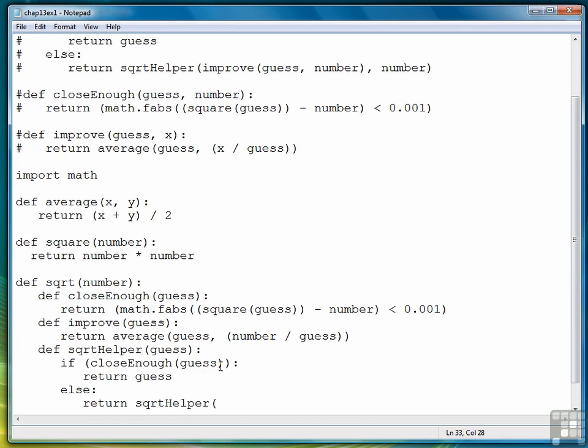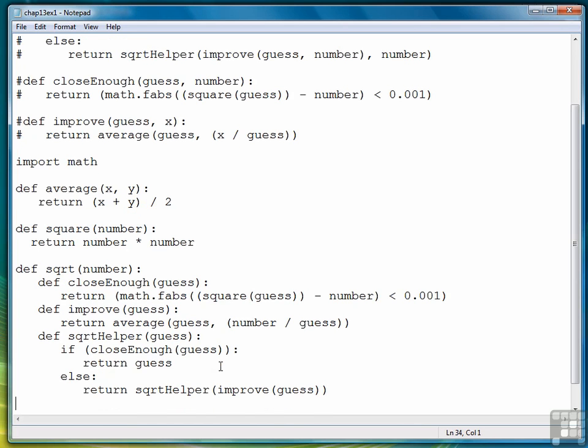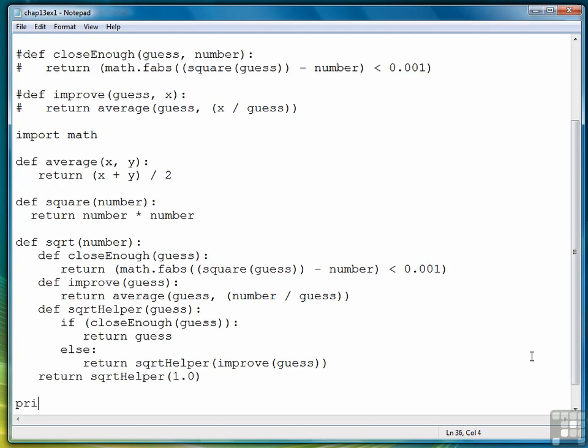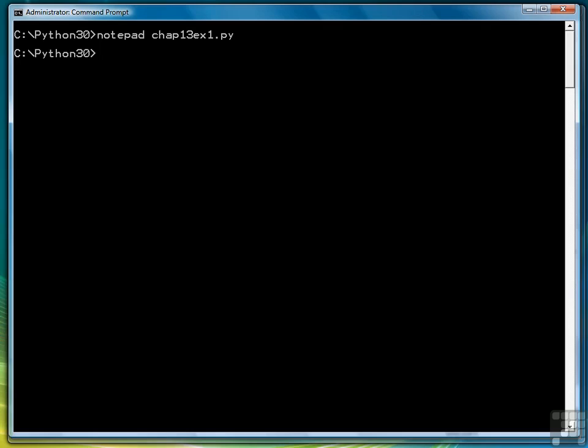Here, if the guess is not good enough, we recursively call square root helper with an improved guess. And then finally, to kick it all off, we call square root helper with the argument 1.0. Print square root 9 to start with. Save it again. Come back to our command prompt.